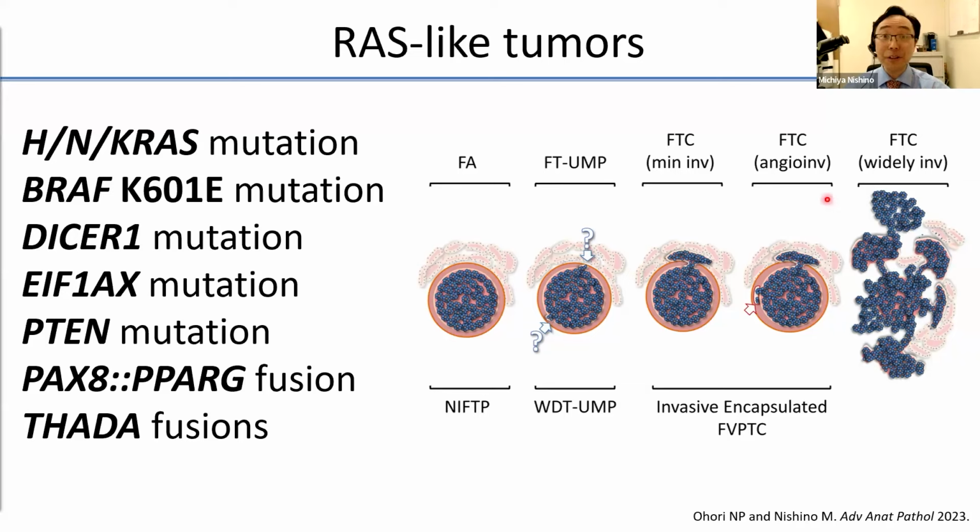That's very different from a BRAF-like alteration, isn't it? If we identify a BRAF-like alteration in a thyroid FNA, that's virtually diagnostic of cancer. But a RAS-like alteration, it's not definitively malignant.